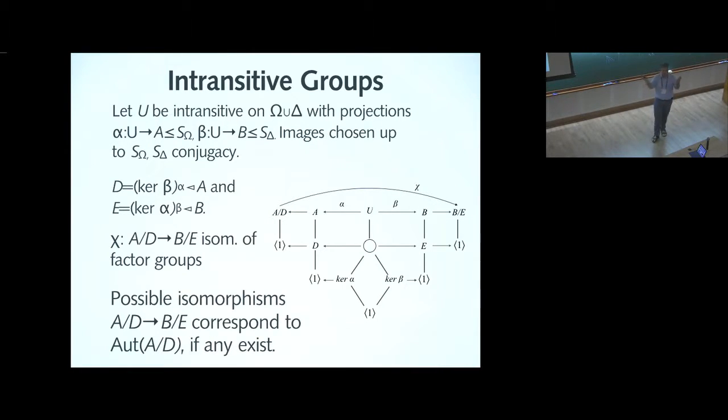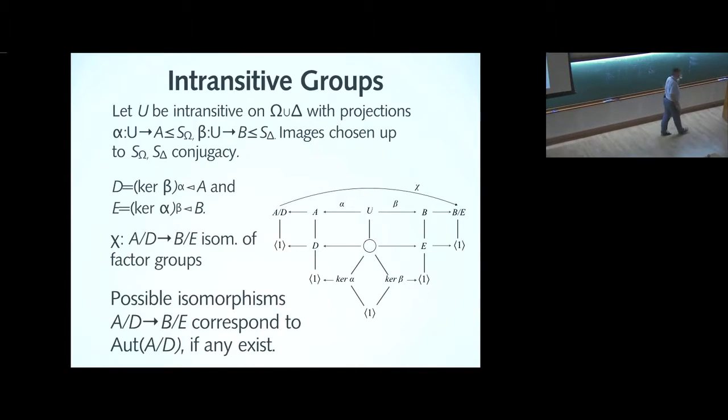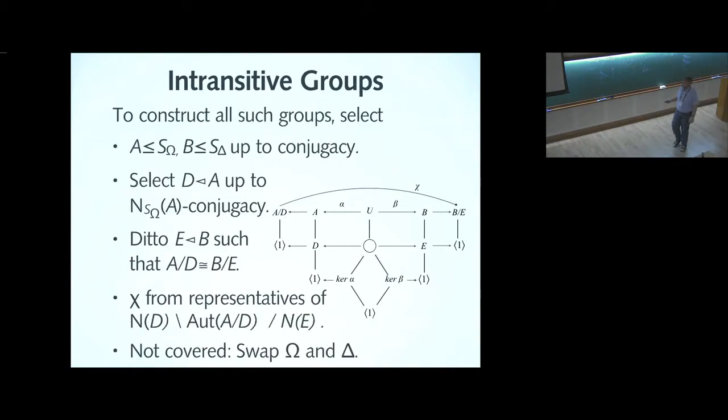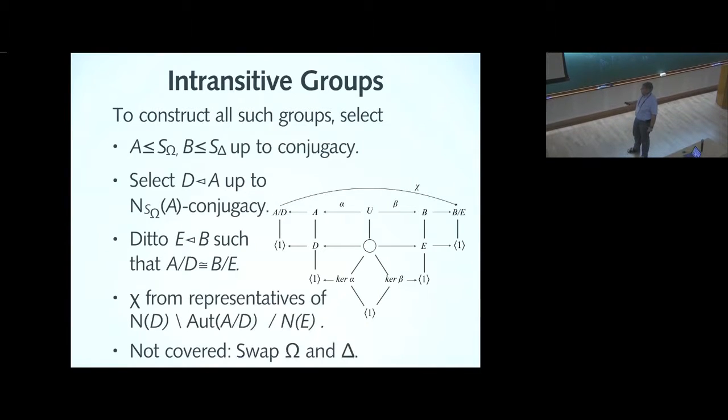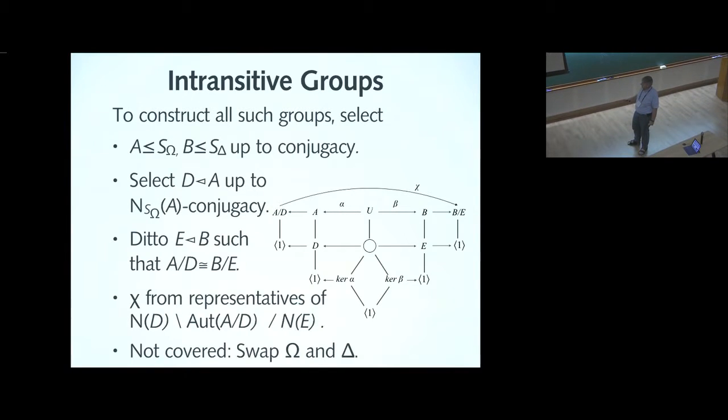It does not deal with the issue of swapping components. So again, there are some conjugacy tests which would be necessary. But to construct the groups, I select all possible A's, all possible B's up to conjugacy in the appropriate symmetric group. I select D up to conjugacy by the normalizer of A, E up to conjugacy by the normalizer of B. Check whether the factor groups are isomorphic, and look at the isomorphisms up to double cosets in the automorphism group of this factor. Swapping is not included there.